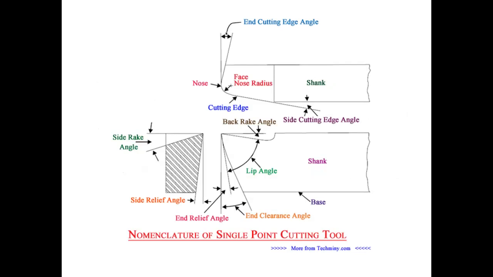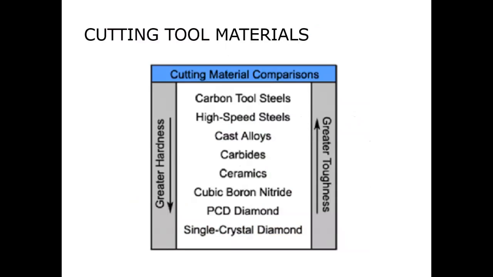And here you can read this diagram: front view, top view and side view. Here you can see a shank. It is a solid bar which is held in the tool holder, and then the face, nose radius and cutting edge. You are looking at this cutting edge. This cutting edge comes in contact with the workpiece, right? So these are the three different views of a single point cutting tool. Okay. And next, cutting tool material.